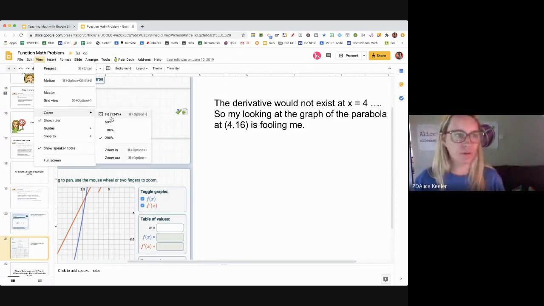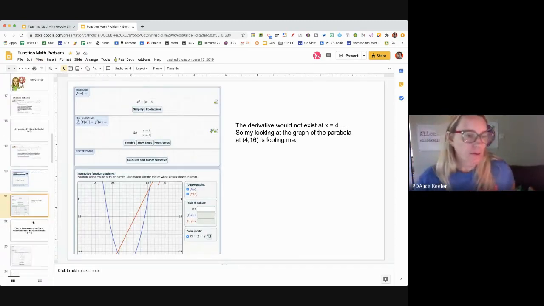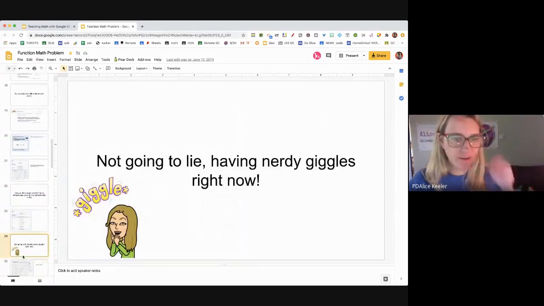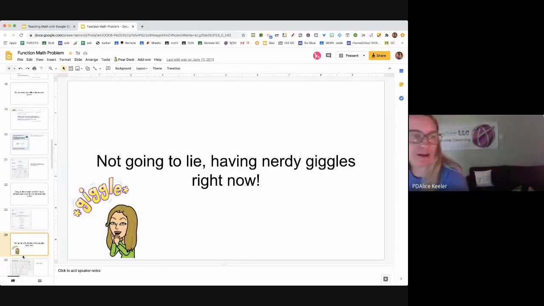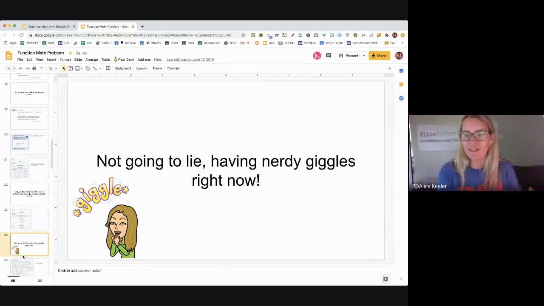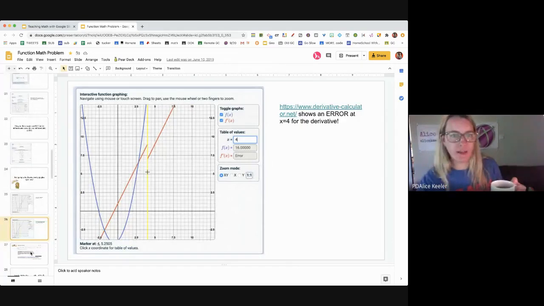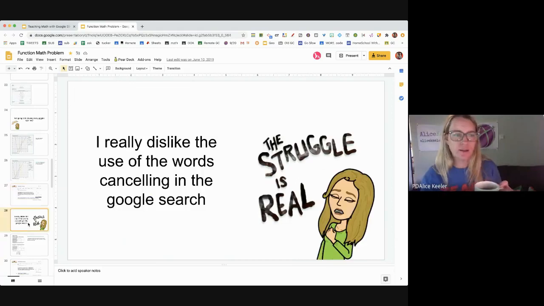View, zoom, fit. All right, so then I explain this. All right, the answer cannot be A because it's not differentiable at f of 4, or the derivative of 4. All right? I share my feelings. That should be part of it. Anyway, I've got a bunch of these. I'm noticing here that it's got this line where it breaks at the derivative. I'm not trying to teach you calculus, but I really hate the word cancel. I didn't like it. So again, I'm showing my feelings.